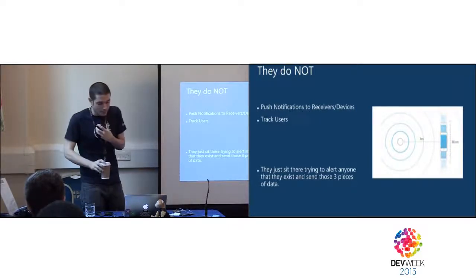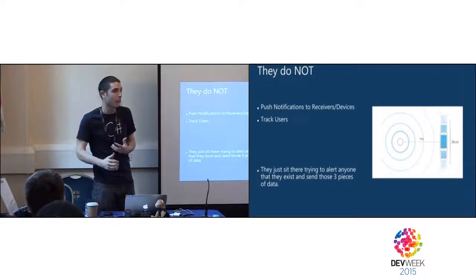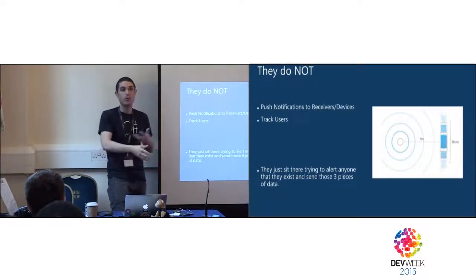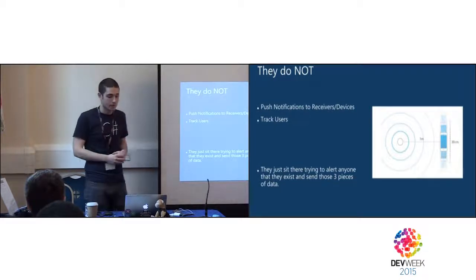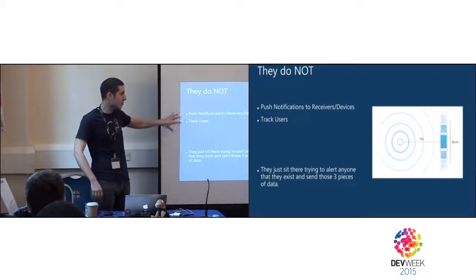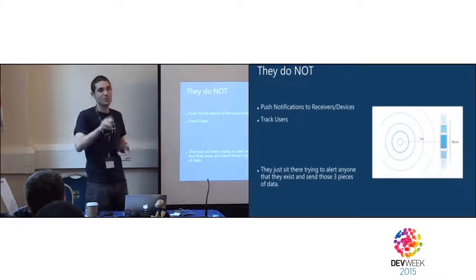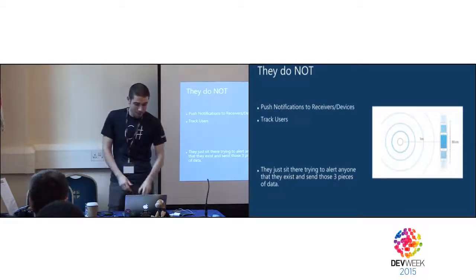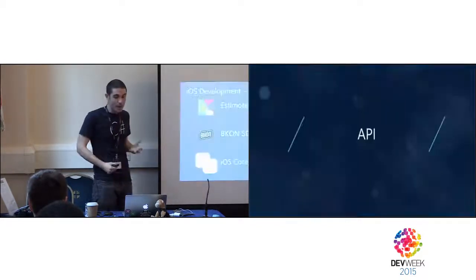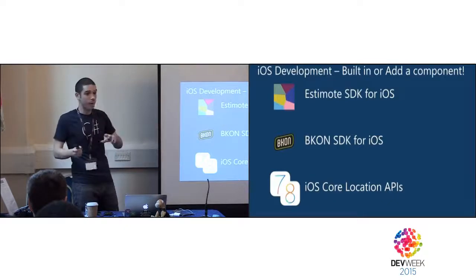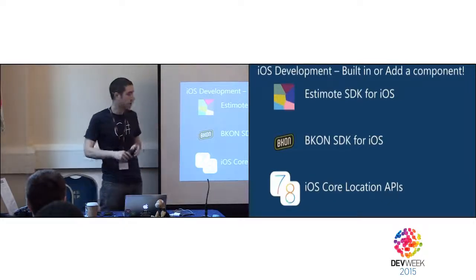So the purpose of it is for us as developers to get detection when I get close or in the region of one of these beacons. But again, they do not do any of this stuff. They really don't do anything besides transmit those 3 pieces of data. So the API is actually really simple. On iOS, we're going to start with iOS and we're going to go to Android in a little bit, and then we'll talk about the stickers.